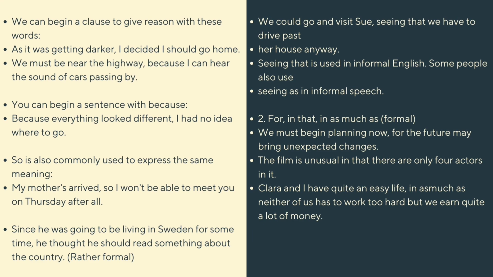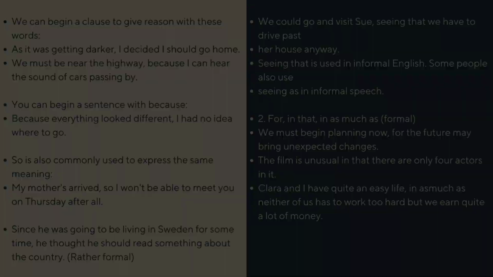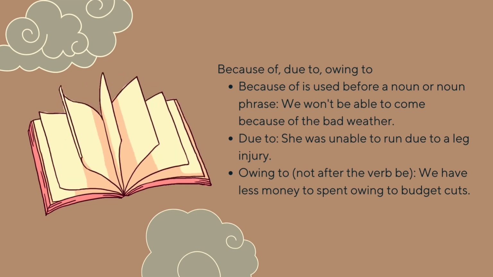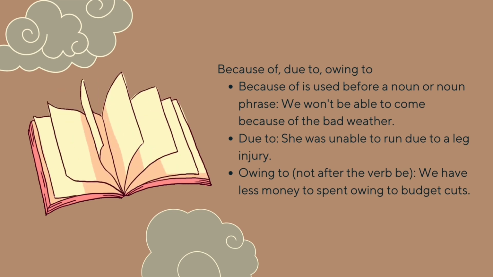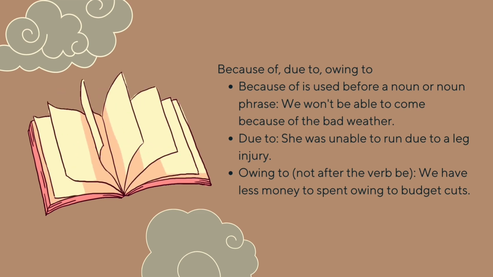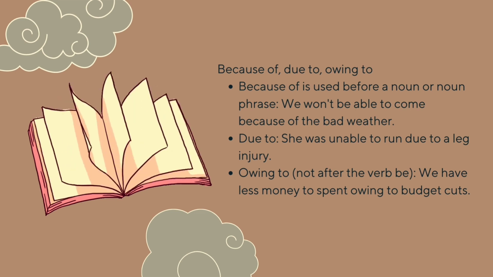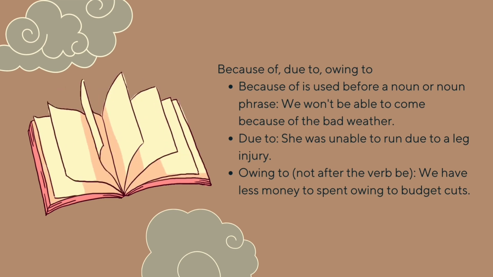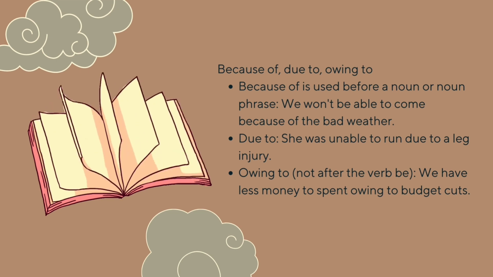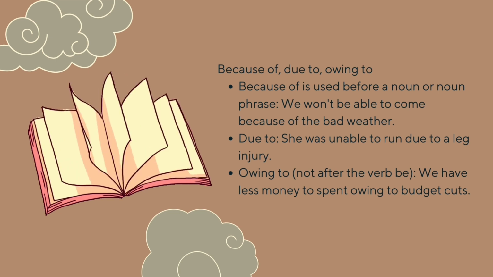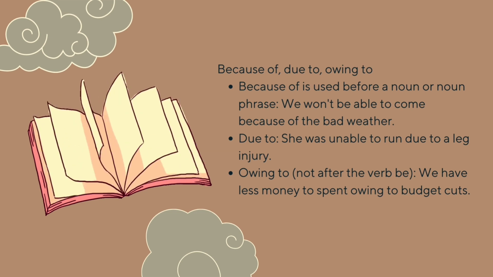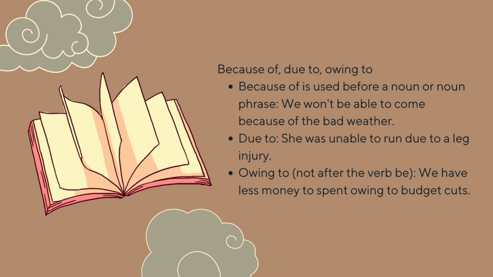And the next one, the example of because of, due to, owing to. Number one, because of is used before a noun or noun phrase. We won't be able to come because of the bad weather. Number two, due to. She was unable to run due to a leg injury. Number three, owing to. Not after the verb be. We have less money to spend owing to budget cuts.